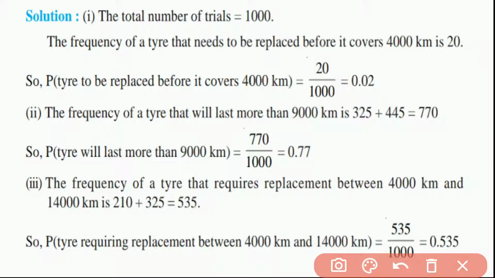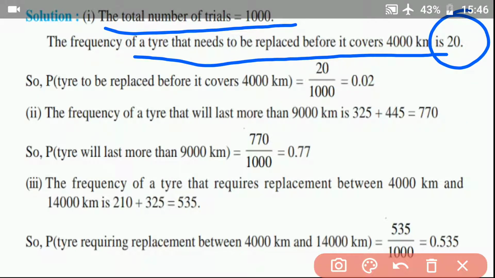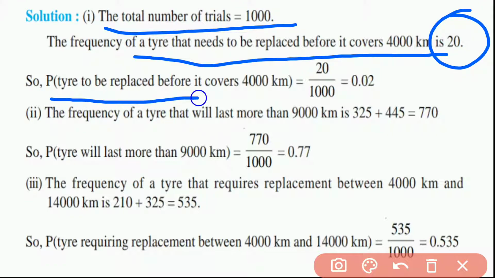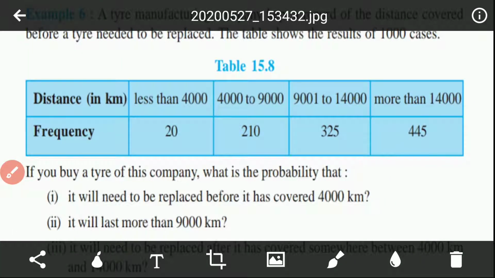For the total number, we know our trial is 1000 tires, out of which those to be replaced before 4000 kilometers is 20, as I showed you in the question part. Here the probability for the tire to be replaced before 4000 is 20 by 1000, which is 0.02. In the same way we go with the second question.